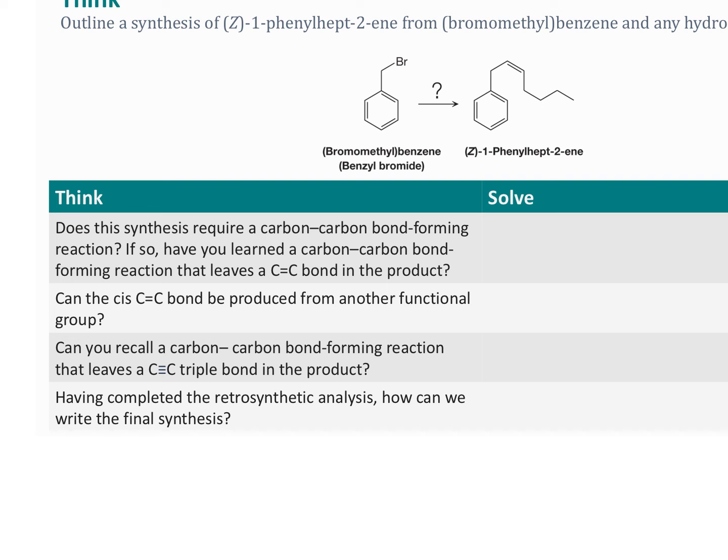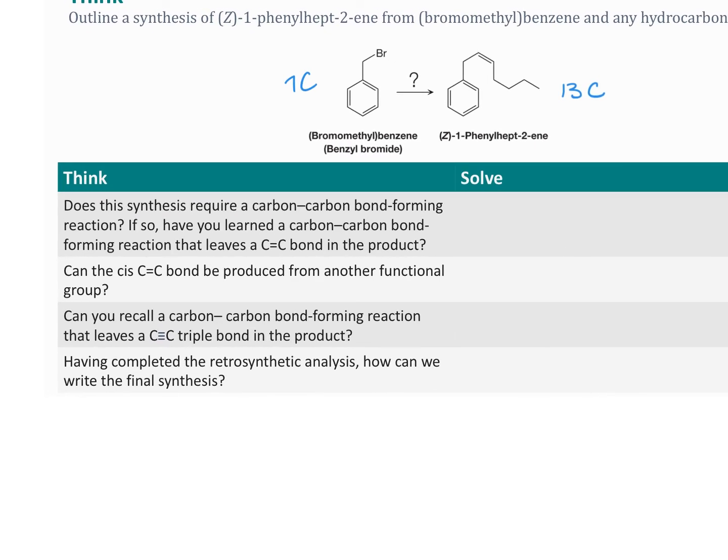So as I was mentioning before, when we start a synthesis, we want to count the number of carbons that we have. When we count here, we have 7 carbons. And then we come over here and count the carbons in our product. So there's 6 here, 7, 8, 9, 10, 11, 12, 13. And we have 13 carbons there. So we need to ask ourselves, does this synthesis require a carbon-carbon bond forming reaction? Well, yes. And the way we know that is because we're going from 7 carbons to 13 carbons. If so, have you learned the carbon-carbon bond forming reaction that leaves a carbon-carbon bond in the product? And unfortunately, we haven't learned a reaction like that. So yes and no.